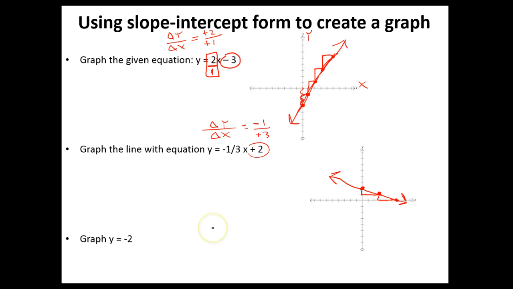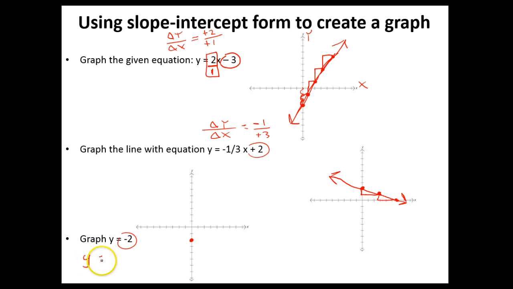Okay, last one, y equals -2. Now the first thing I'm going to do is my y-intercept. Remember, y-intercept is the constant. It doesn't have an x attached to it. In fact, it doesn't have anything attached to it. So my y-intercept in this case is -2. So here's 0. I go down 1, 2. There is my y-intercept.